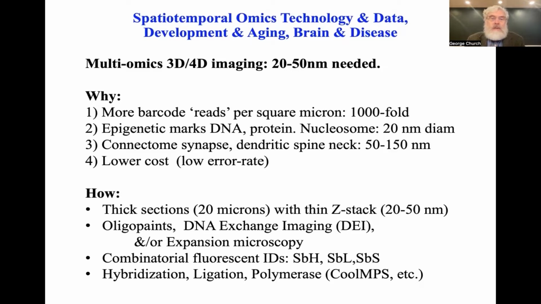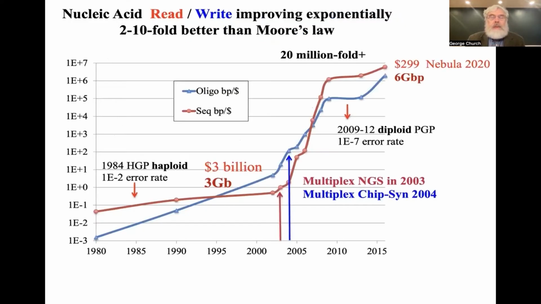Molecularly, oligo paints, technology pioneered by the Wu lab at Harvard, Ting Wu's lab, DNA exchange imaging from Peng Yin's group, and or expansion microscopy from the Boyden group. We use combinatorial fluorescent identifications. This doesn't have to be full de novo sequencing, but sequencing by hybridization, ligation, and synthesis by polymerase.